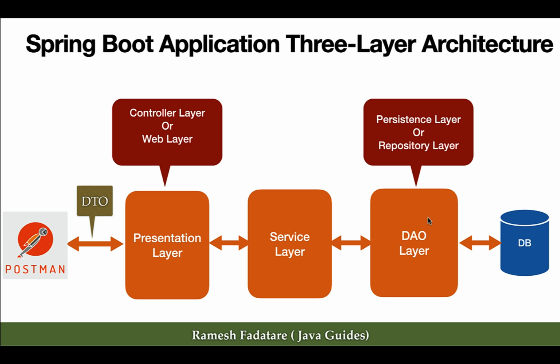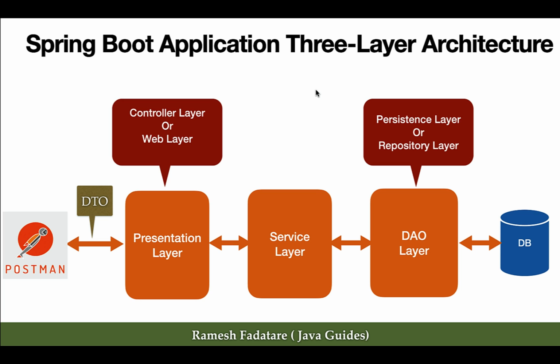Next we have a DAO layer. DAO stands for data access object. So DAO is basically a design pattern that allows us to create a separate layer that encapsulates the database related logic. And DAO layer is also called the persistence layer or the repository layer. In a Spring Boot application, we use Spring Data JPA or other ORM frameworks to implement the DAO layer or persistence layer. And this DAO layer is responsible to talk with the database.